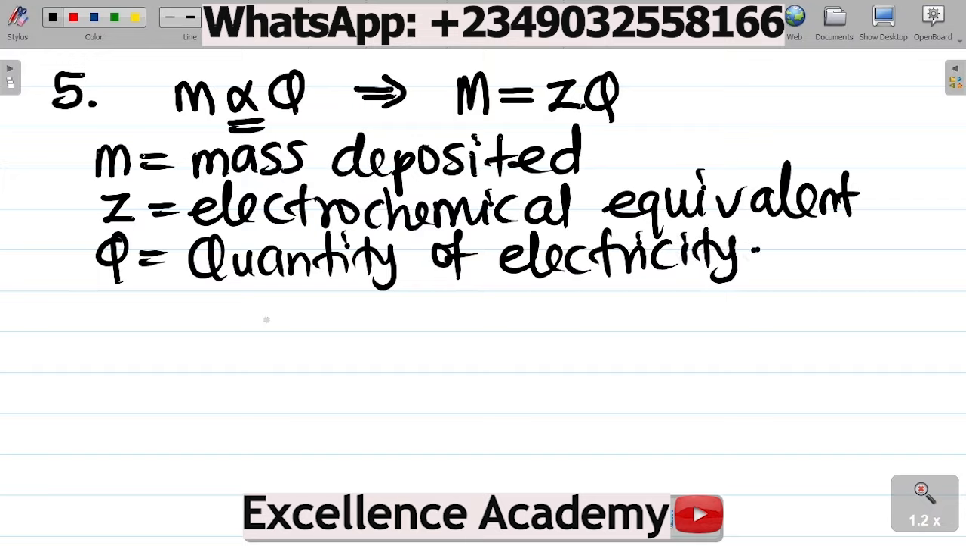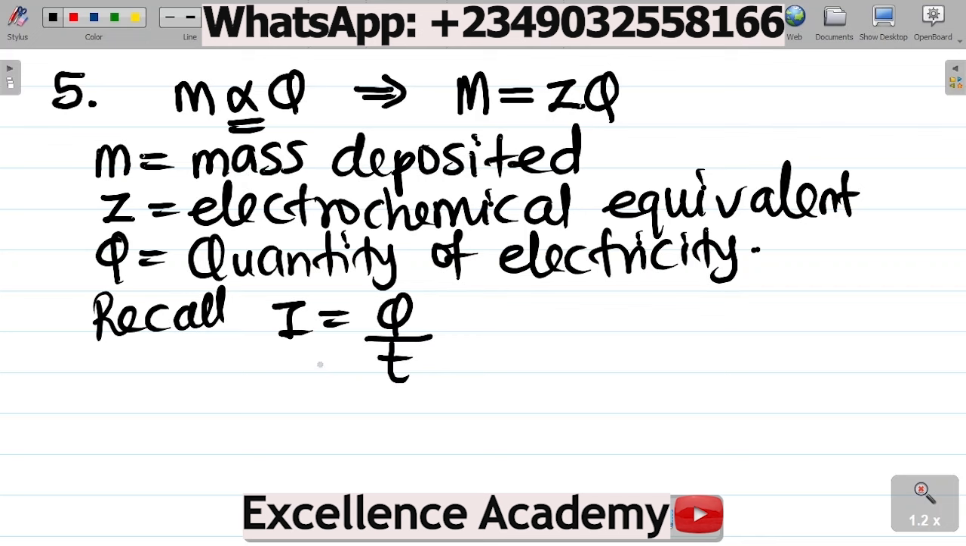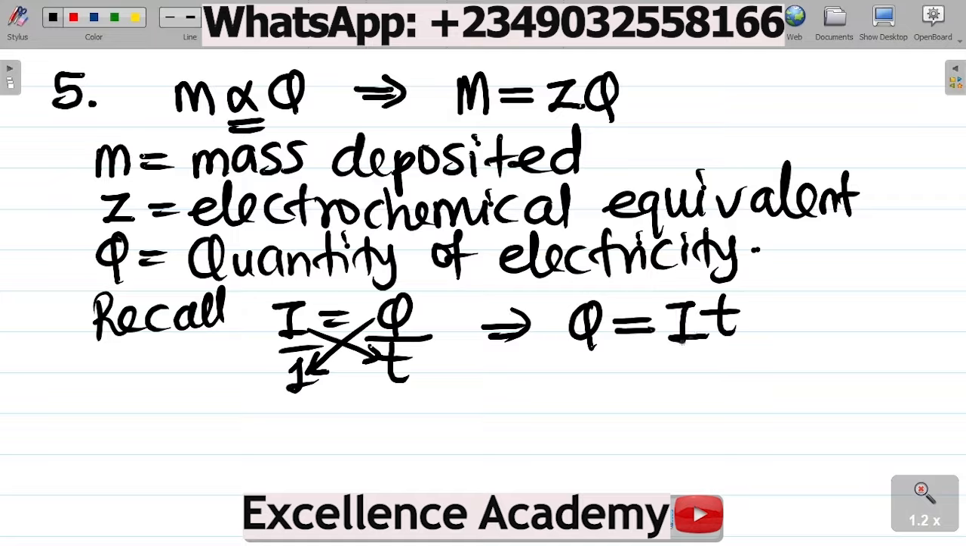Now with this, also recall that current is the rate at which charges flow, right? The rate of flow of electrical charges. So current I is equal to Q over T. From here, if you cross multiply, this is all over 1. Q times 1 gives you Q. So Q is equal to I times T. So I have this.